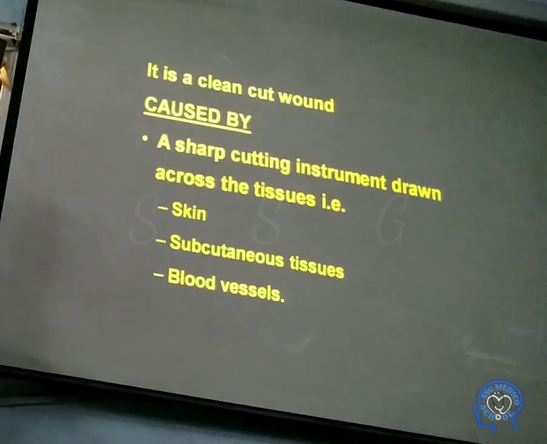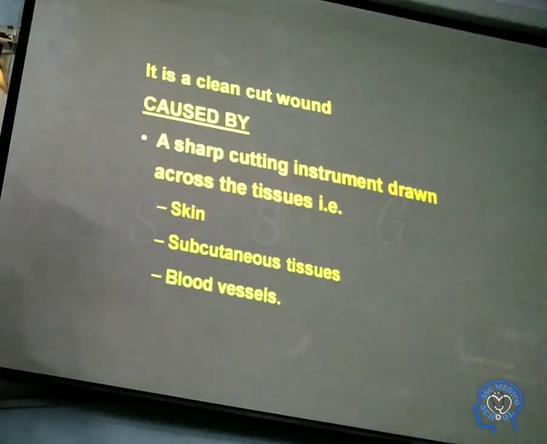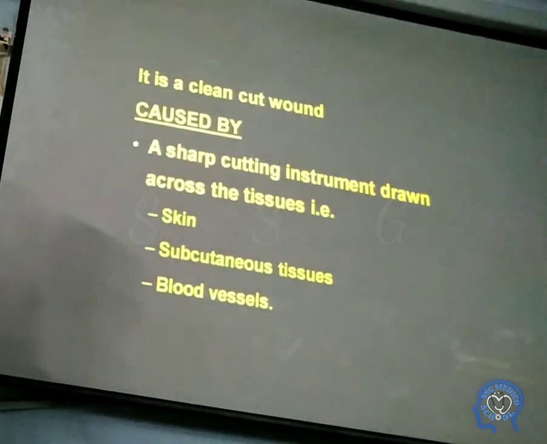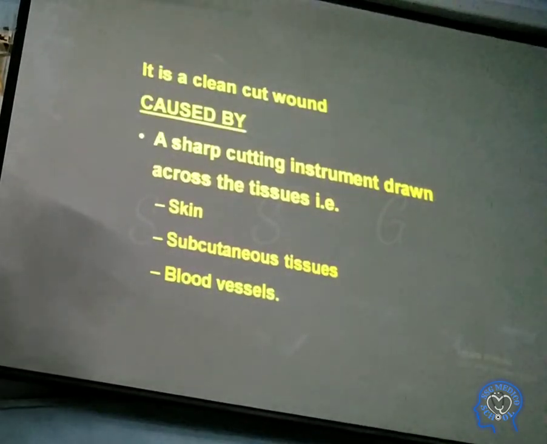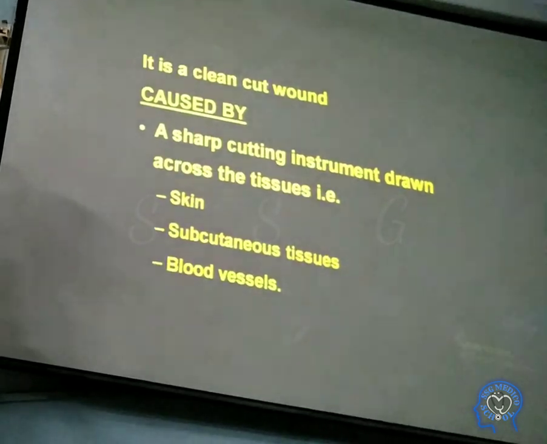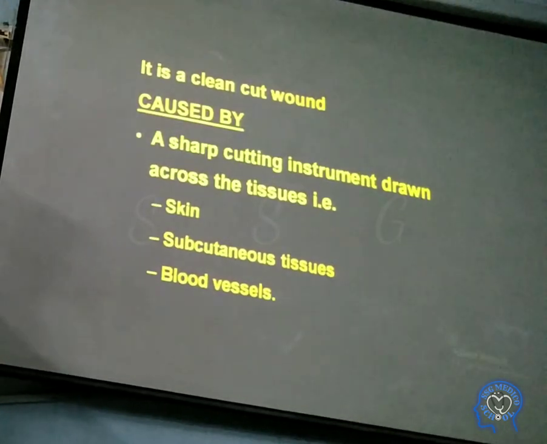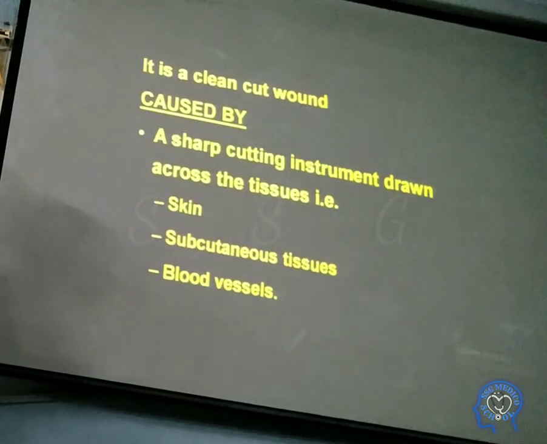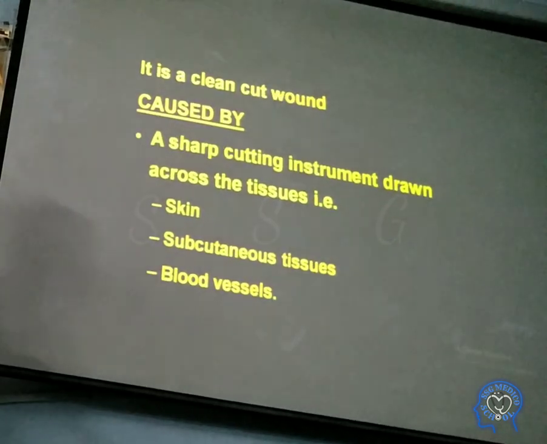It cuts the skin tissue and blood vessels. Blood vessels are cut. Hairs are cut. Tissue, skin, these are cut. Having regular margins. Next.